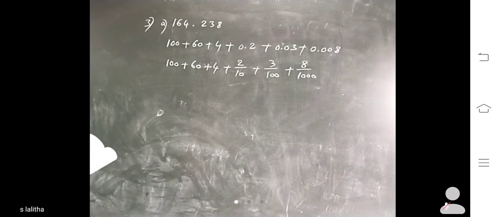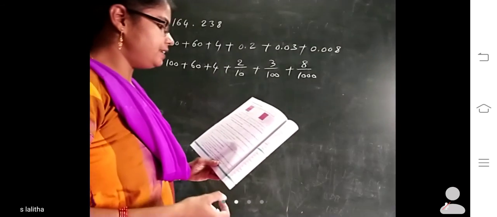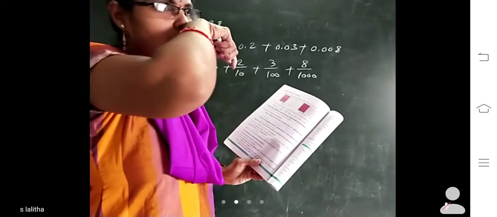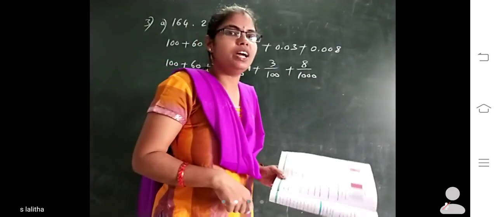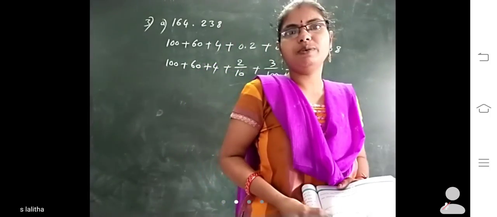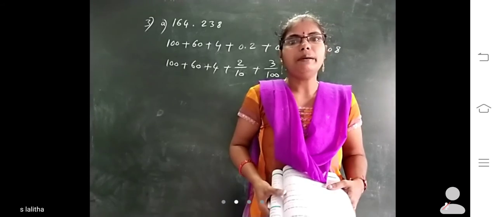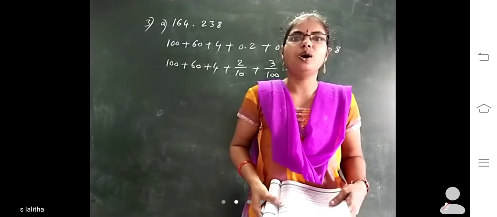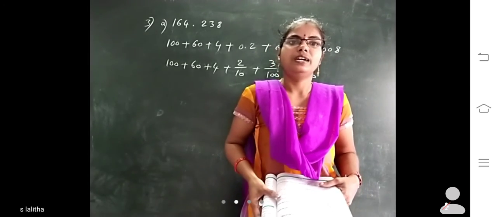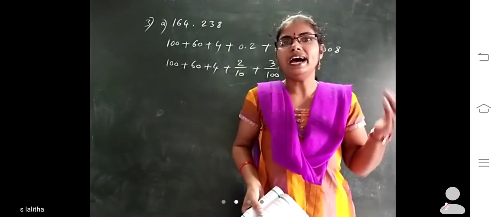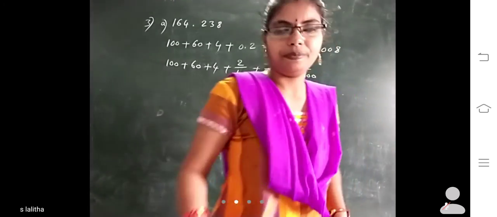Next one is like and unlike decimal fractions. What are called like decimal fractions and what are called unlike decimal fractions? Decimal numbers having the same number of decimal places are called like decimals, and decimals having different decimal places are called unlike decimals. Okay. Right.